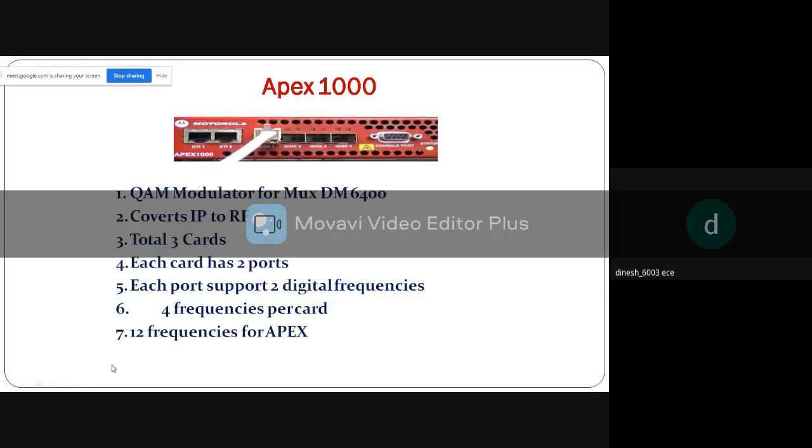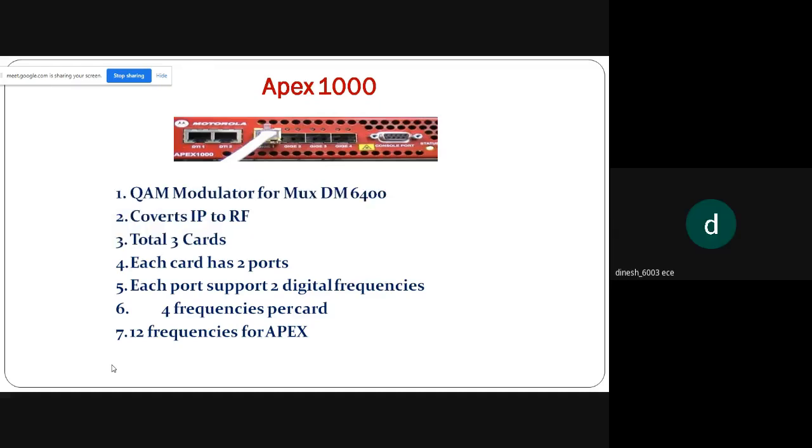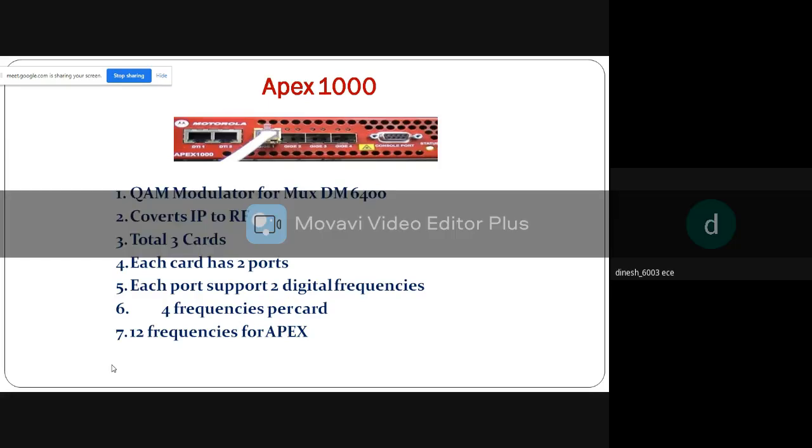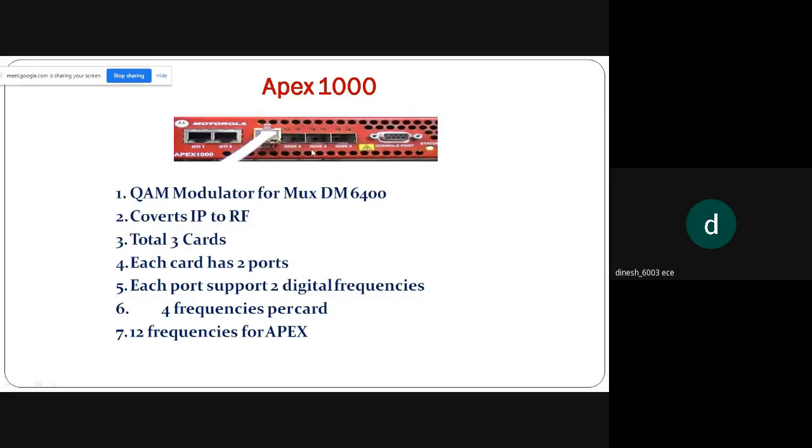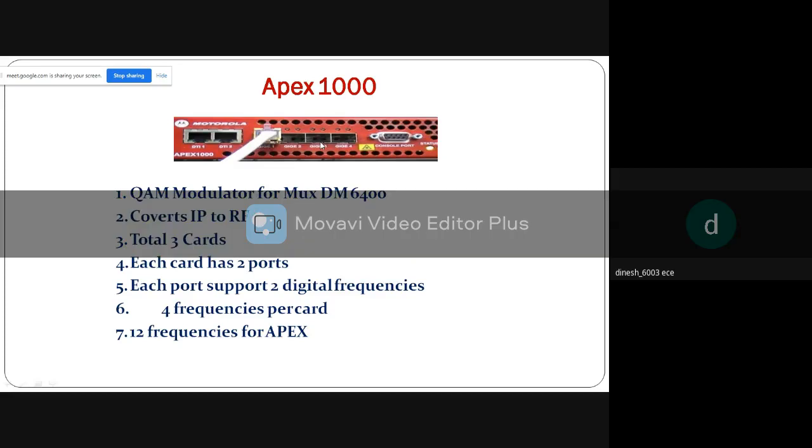Next is the Apex 1000, which uses QAM modulation for the multiplexer DM6400 that converts IP to radio frequency, and has three cards. Each card has two ports, and every port supports two digital frequencies. This means for every card we have four frequencies, so with three cards, it will be 12 frequencies for the Apex 1000.